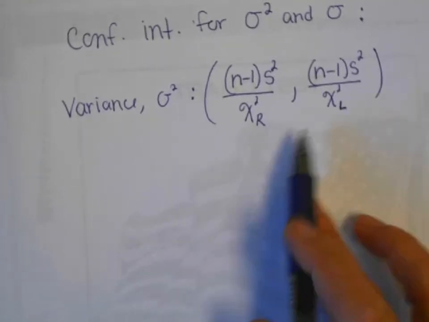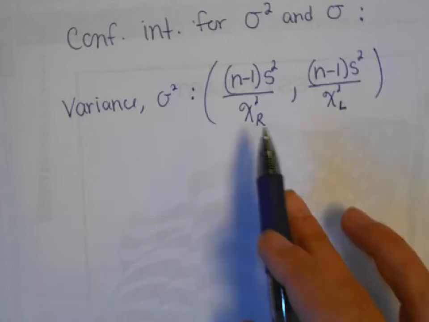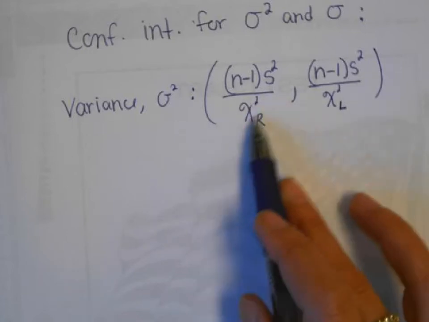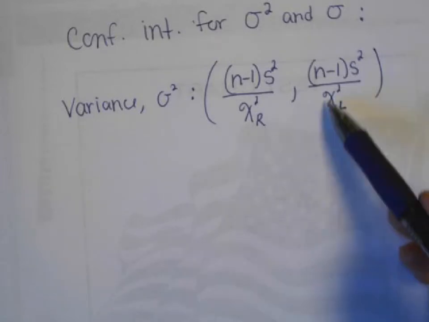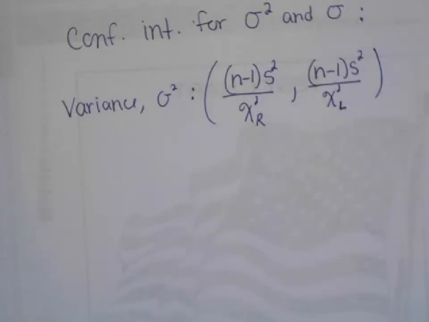Notice the right and left got switched here? Because if I divide by a bigger number, it makes the fraction smaller. If I divide by the smaller number, it's going to be bigger. So it's going to go from the small to the big.